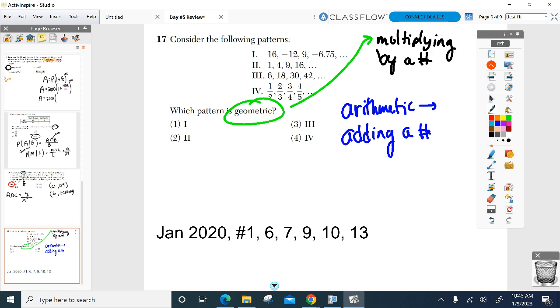Anybody getting rid of any of these choices pretty quick? Or you're definitely not multiplying the same number all throughout? Anybody eliminating something real quick? Two, definitely two, because one times four gives you four, and I don't multiply by four again. And then six times three gives me 18, but I'm not multiplying by three again. So now you're down to one and four. Out of those two choices, which one am I multiplying by the same number every time?